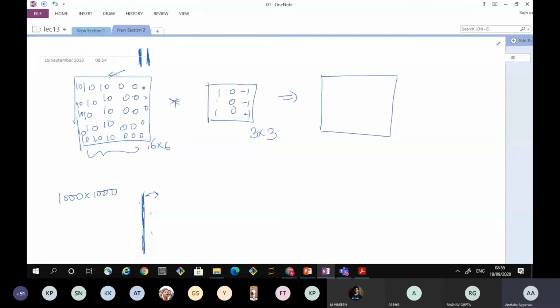How to decide the values inside the filter, the 3x3 filter? Yes, I will be coming to that in this lecture, how to decide these values. First, I'm explaining why do we do this.